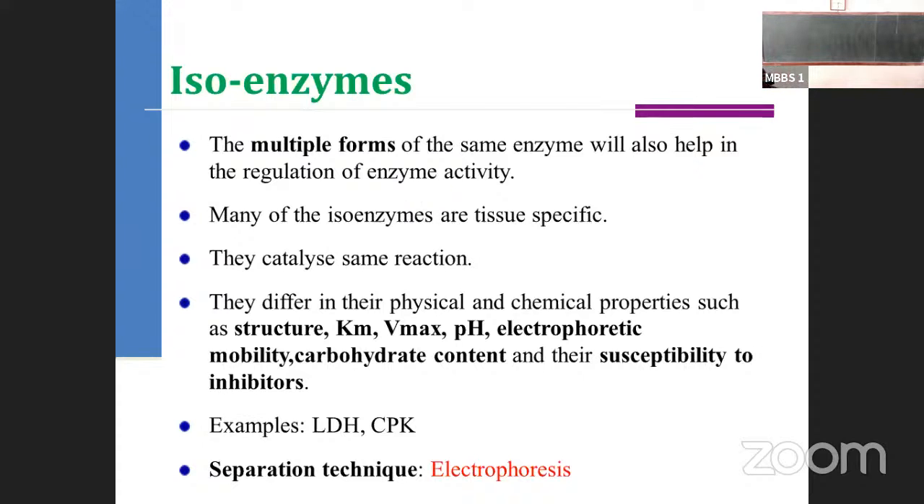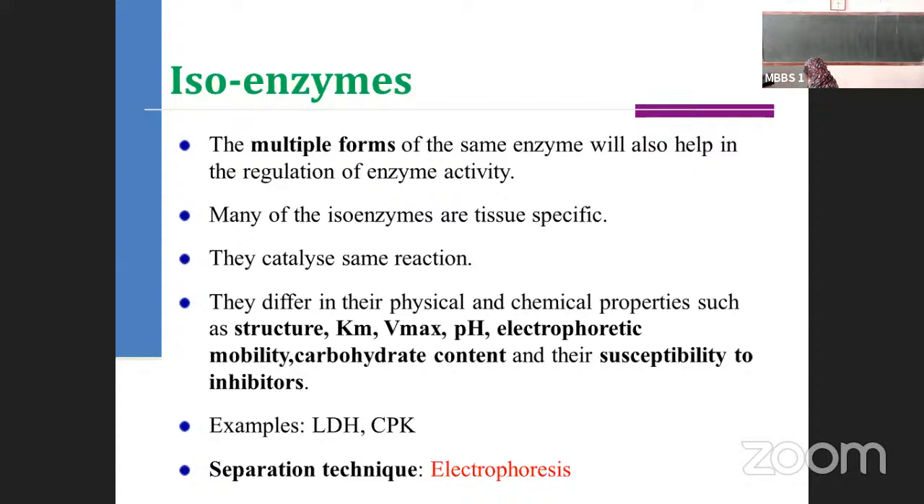They catalyze the same reaction, but they are different with respect to the physical and chemical properties. Their structure will be different, Km value will be different, Vmax, pH for their activity, electrophoretic mobility, carbohydrate content, and susceptibility to inhibitor. One will be susceptible to one inhibitor. Another isoenzyme will be susceptible to some other inhibitor.